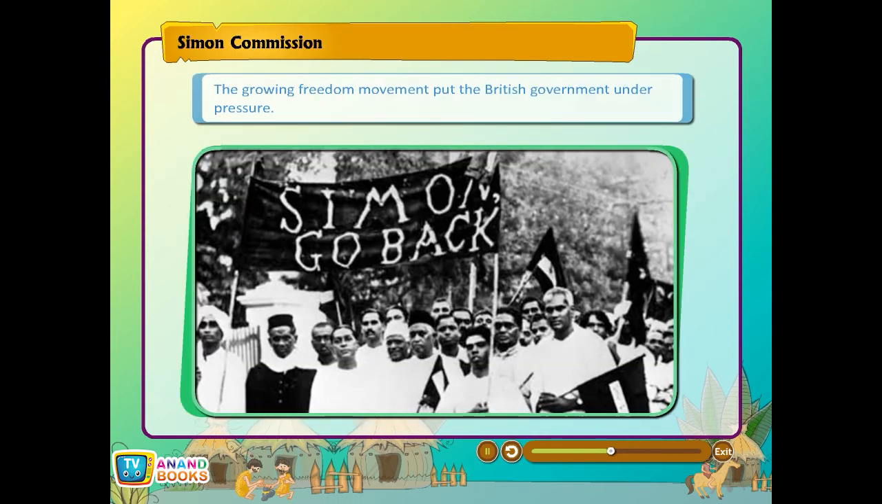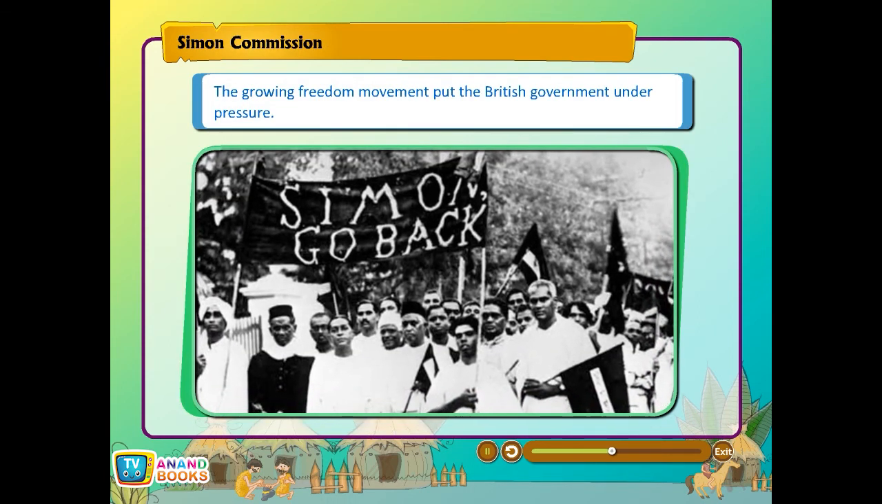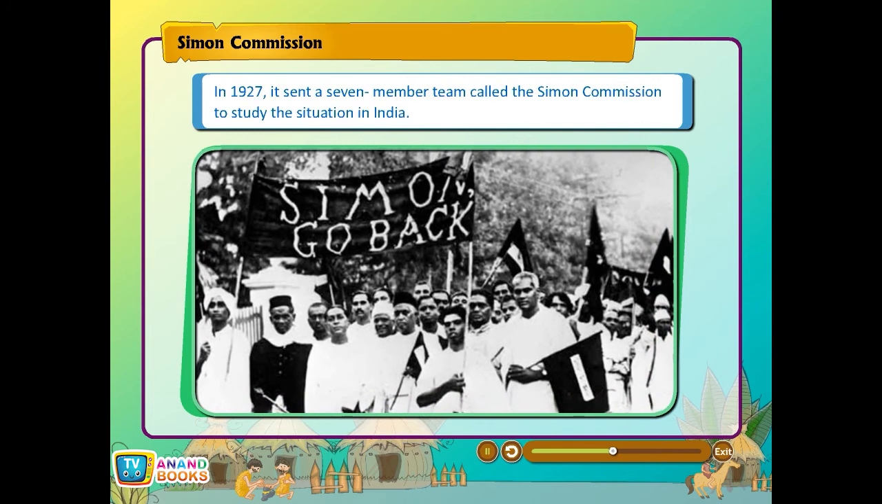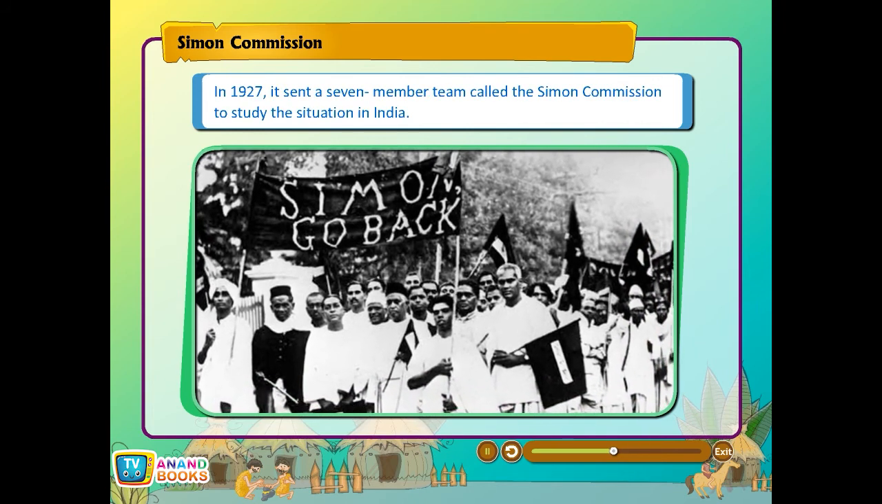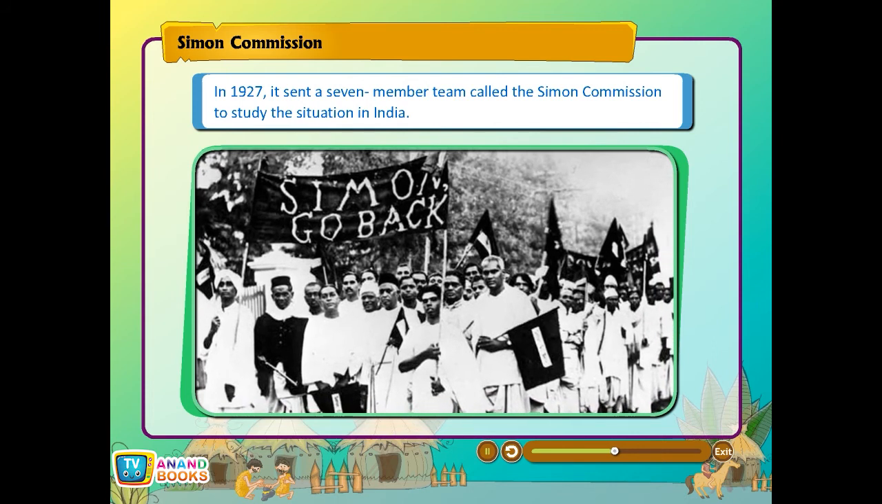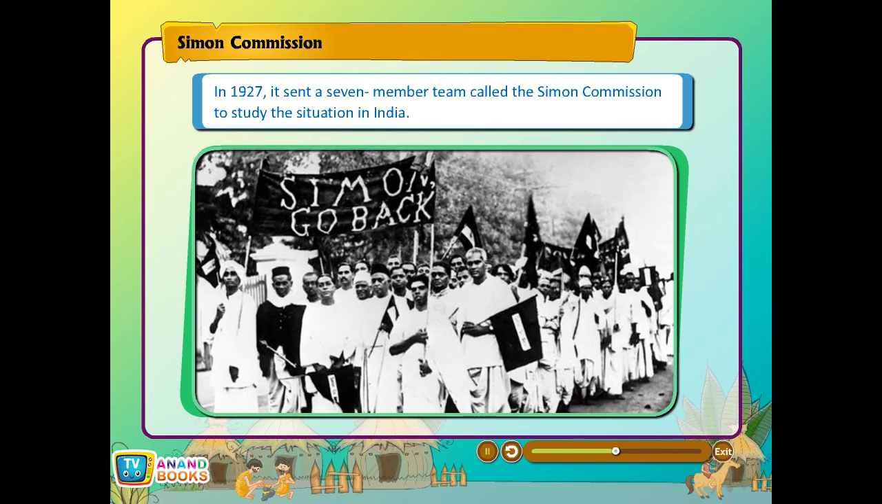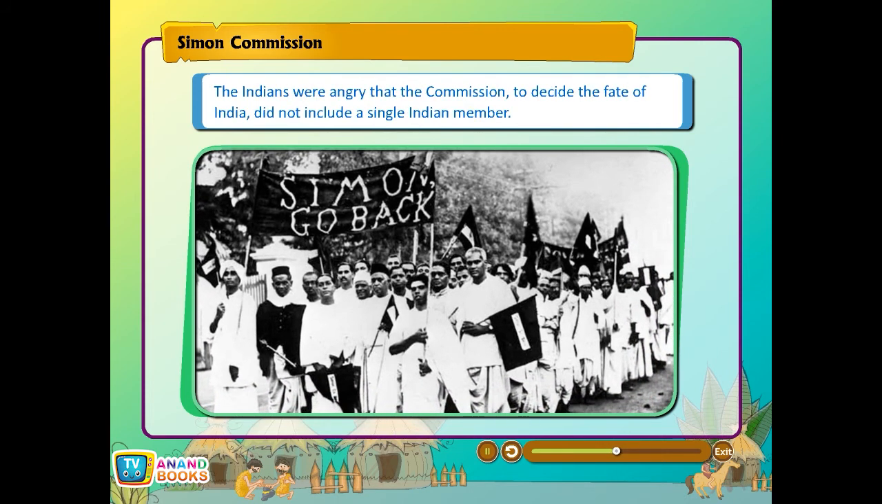Simon Commission. The growing freedom movement put the British government under pressure. In 1927, it sent a 7-member team called the Simon Commission to study the situation in India. The Indians were angry that the commission to decide the fate of India did not include a single Indian member. The Indian National Congress boycotted the commission.